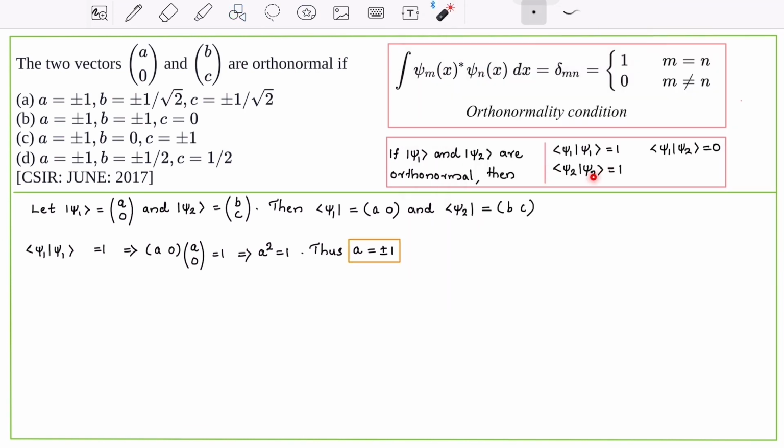Now let us use the second condition. The inner product of psi 2 with itself is 1. This implies that row matrix BC into column matrix BC is equal to 1. And this gives B square plus C square is equal to 1.